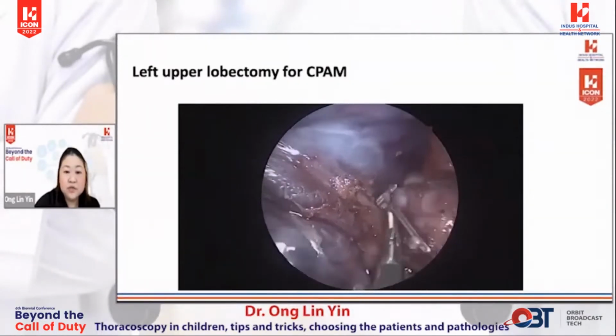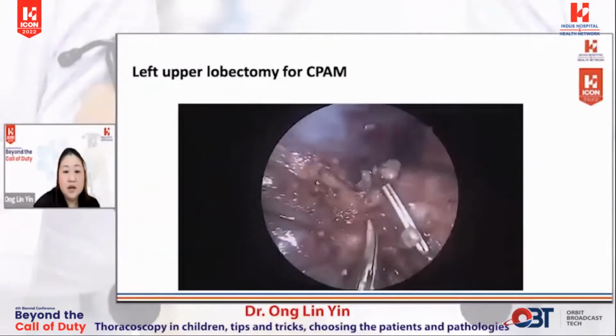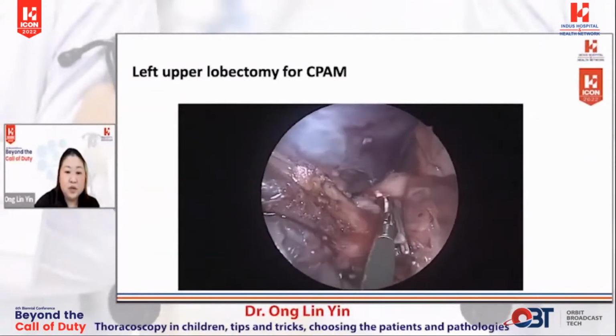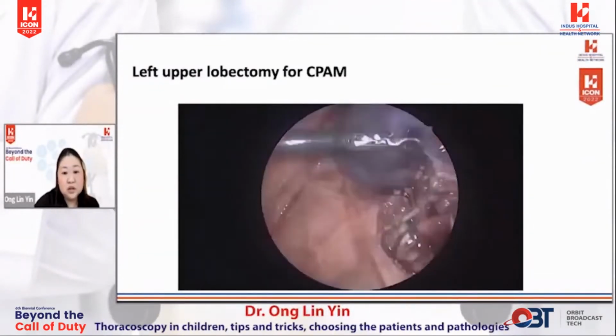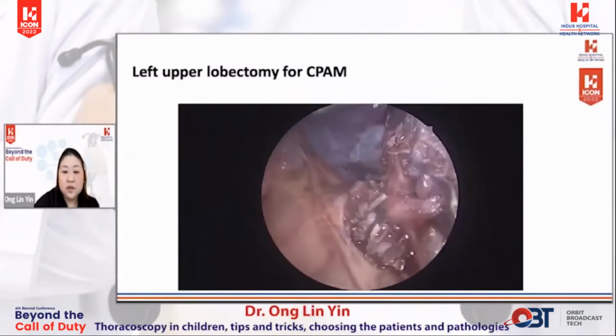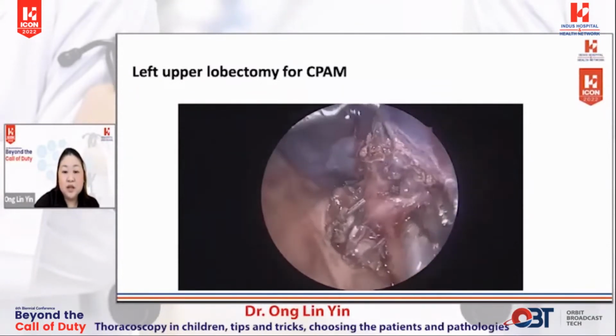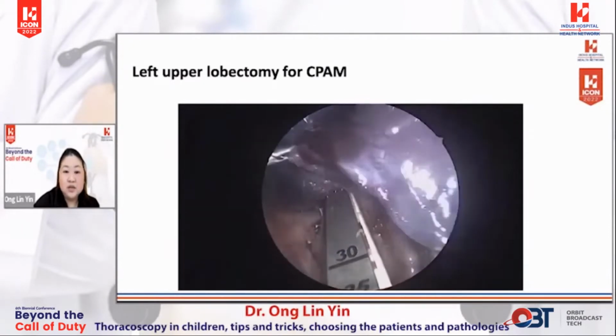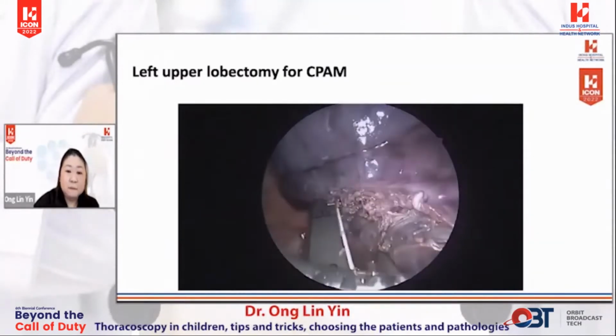You can see that there are several lymph nodes around the bronchus, and this is evidence of very mild ongoing infection. Here the bronchus has been isolated. Once again, this is the staple that is applied.